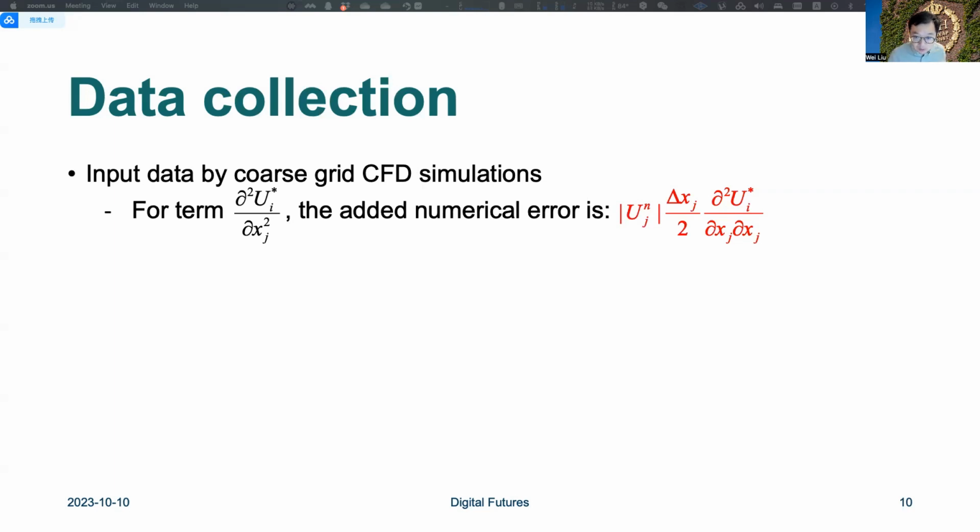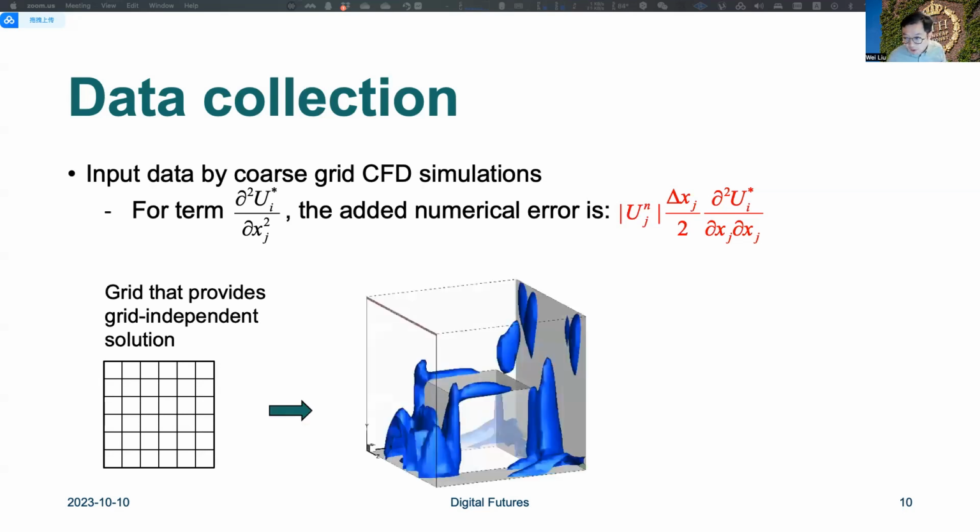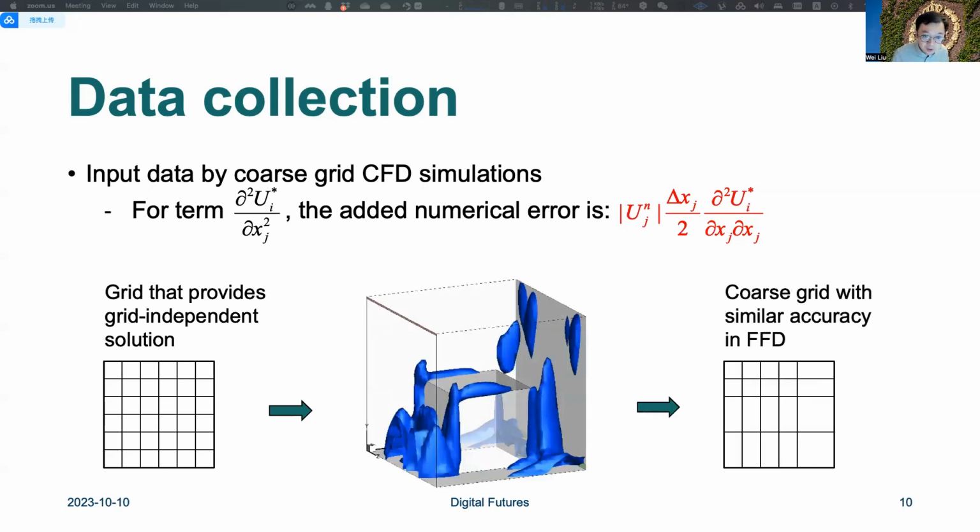So we propose to start with the grid that provides the grid independent solution. And then we can coarsen the grid where the numerical error is not significant. And finally, we can obtain a coarse grid with the same accuracy as these fast CFD simulations.